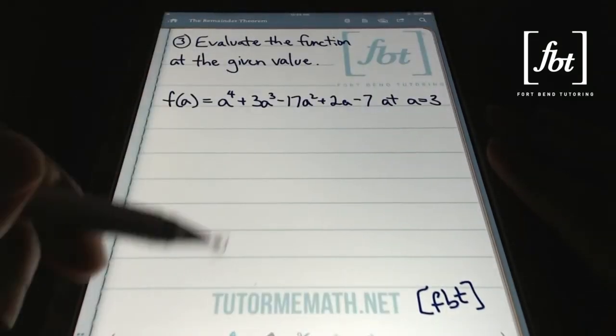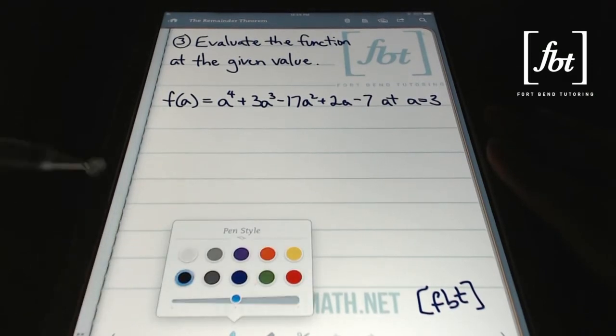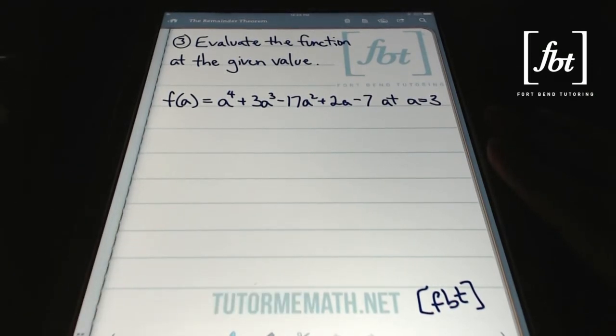Continuing on. All right, here we have it. Our next problem, guys. Example 3, we're asked to evaluate the function at the given value. So in a problem like this, where we have f of a equals a to the 4th power plus 3a cubed minus 17a squared plus 2a minus 7, it's going to tell us that they want us to give the value at a equals 3. So instead of plugging in 3 into the function and simplifying it, we'll be using the remainder theorem to find out what that value is.